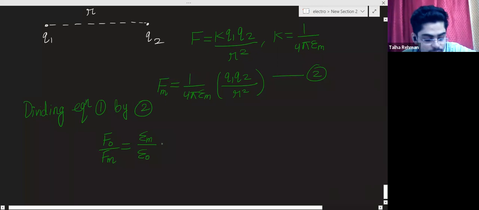And this is equal to K, dielectric constant. Finished.